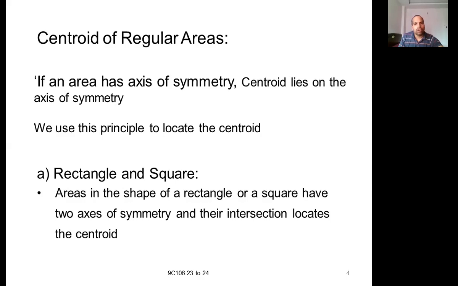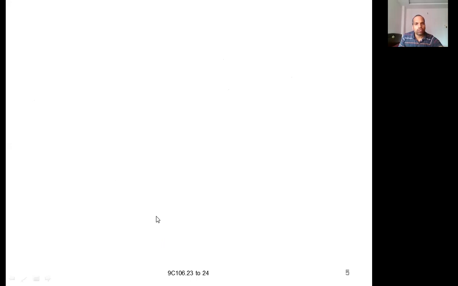In that case, when any section or area is symmetric about two axes, the centroid lies on the intersection point of the lines of symmetry.